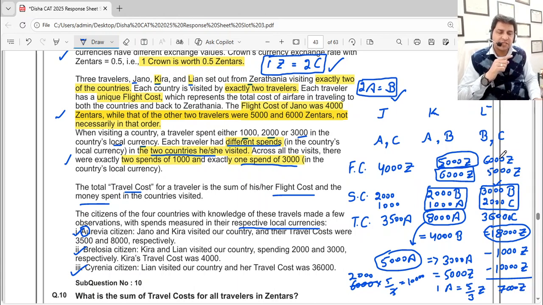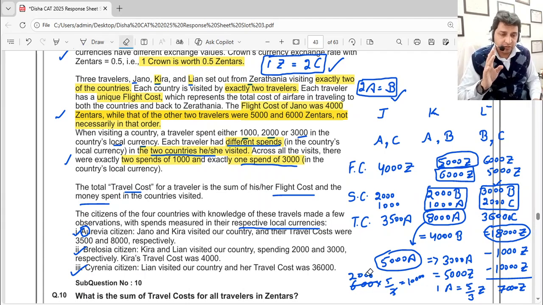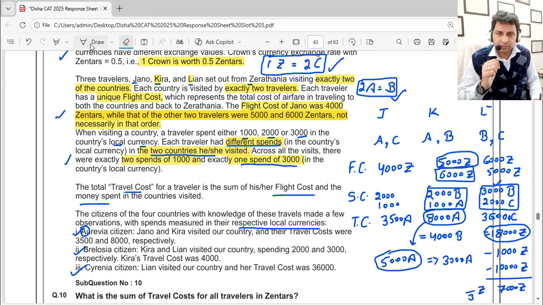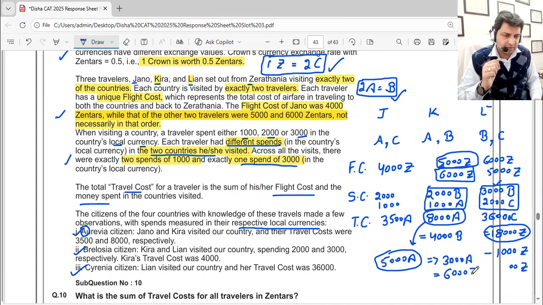But this cannot be 7,000. That means this relation is not right. This 3000 A should not be equal to 5,000. This should be equal to 6,000 Z. I hope that is quite clear to you guys, because 7,000 is not an option. We don't have that option with us. So let's have this 3000 A be equal to 6000 Z.